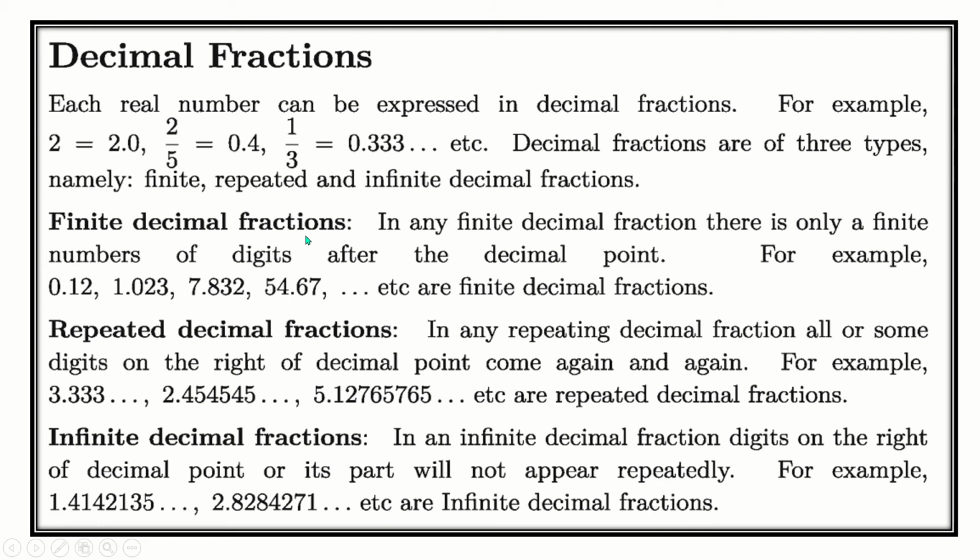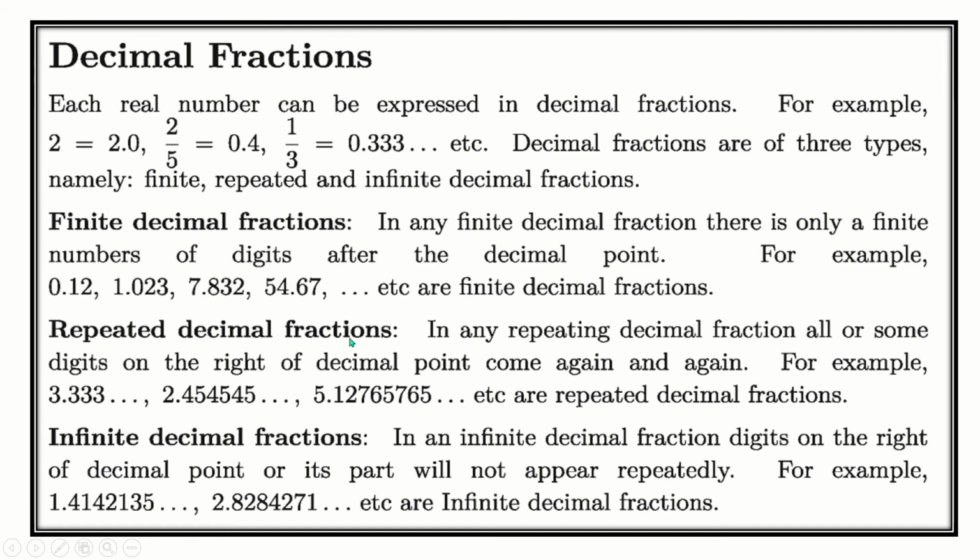Finite decimal fraction: after the decimal point, the digits will be finite, not infinite. As for example, 0.12, here the digits are finite, only 1 and 2. Here 0.23, only 23, that's finite. Here 0.832, that is finite. Here 0.67, that is finite. Dot, dot means more, etc. These are finite decimal fractions.